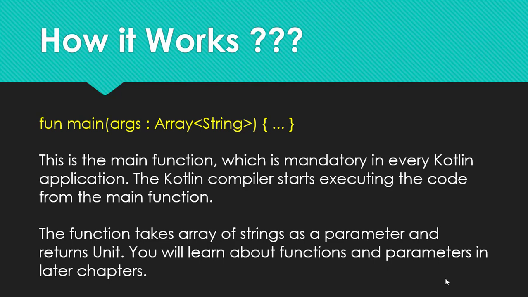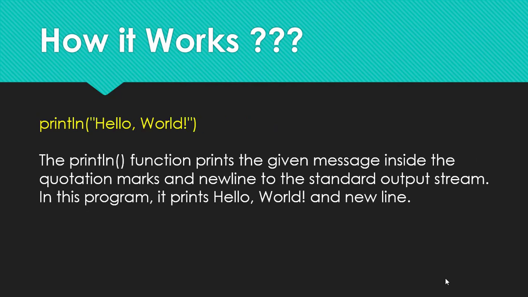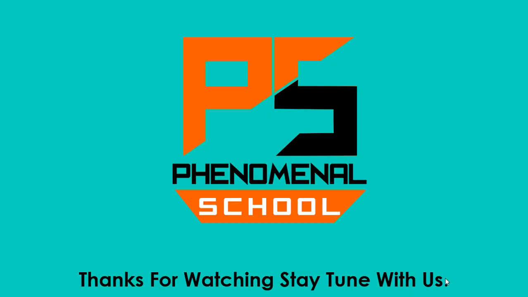The function takes array of string as a parameter and returns unit. You will learn about function and parameter in later chapters. The second line is a println hello world. The println function prints the given message inside the quotation marks and a new line to the standard output stream. So guys, this is the way you can print hello world in Kotlin programming.